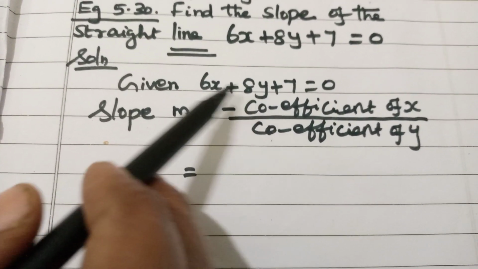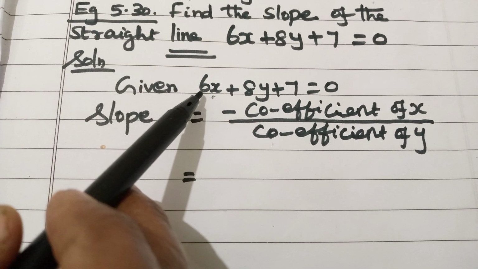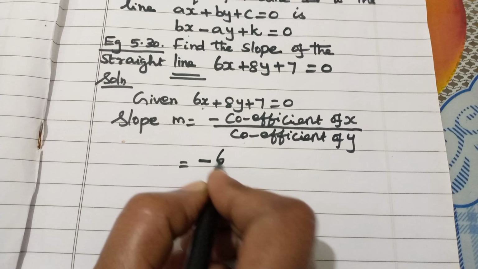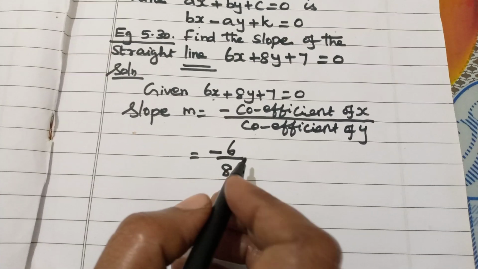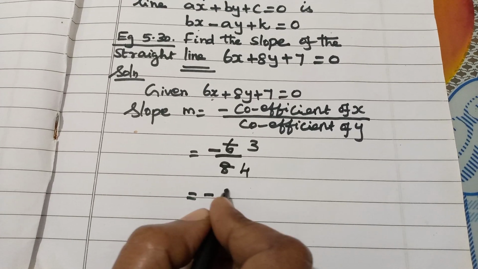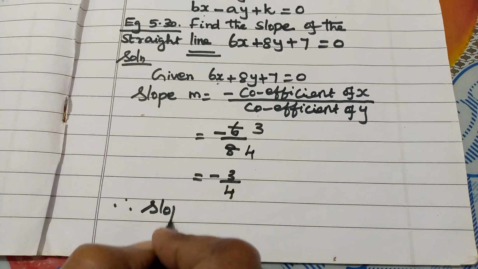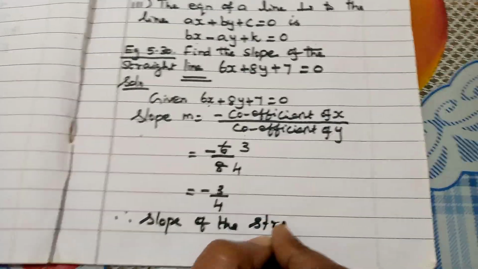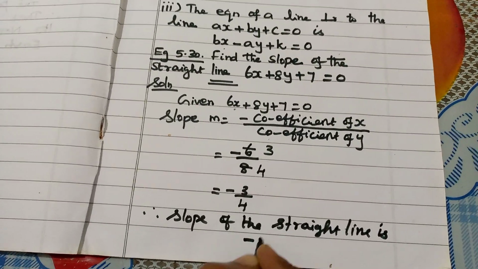Okay, what is the coefficient of x in this given equation? Nearest to x we have 6. So minus is there in the formula. So minus 6 divided by, what is the coefficient of y? We have 8. Is it possible to cancel? Yes, let us cancel. 3 2s are 6, 4 2s are 8. So which is equal to minus 3 by 4. What is the answer we have? Therefore the slope of the given straight line is minus 3 by 4.